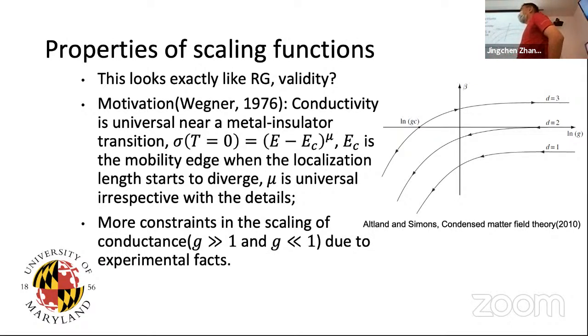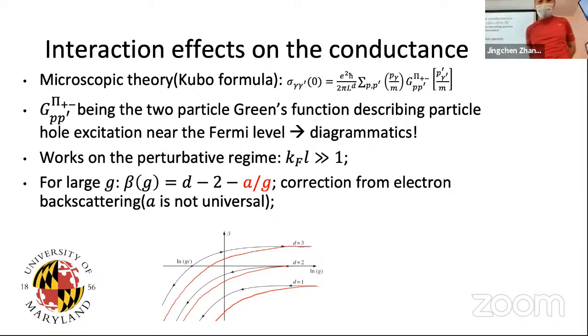However, there are fundamental differences between the usual RG and this scaling theory of conductance, because in our theory of conductance we have more constraints when G is much smaller than 1 and much greater than 1, and that restricts our RG phase diagram compared to the usual formalism. Any questions? All right, I'll talk more about it when we go into the end.